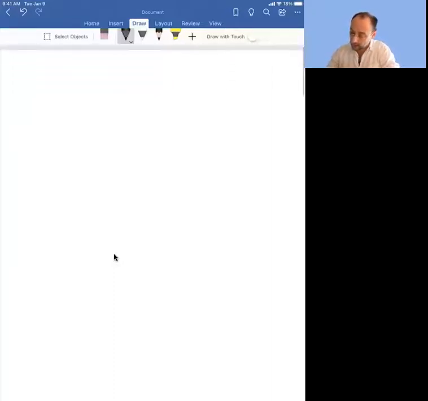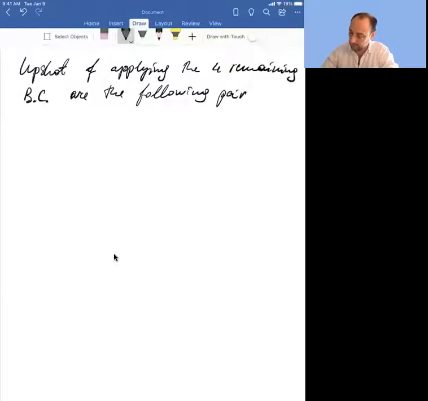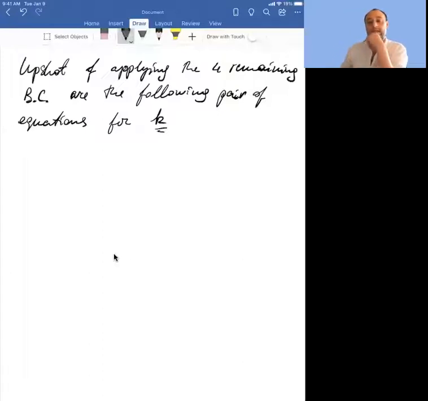Okay? So the upshot of applying the 4 remaining boundary conditions are the following pair of equations for K. It turns out that those conditions actually, what they really do is they place a restriction on the wave number of the sinusoidal part of the solution inside the well.